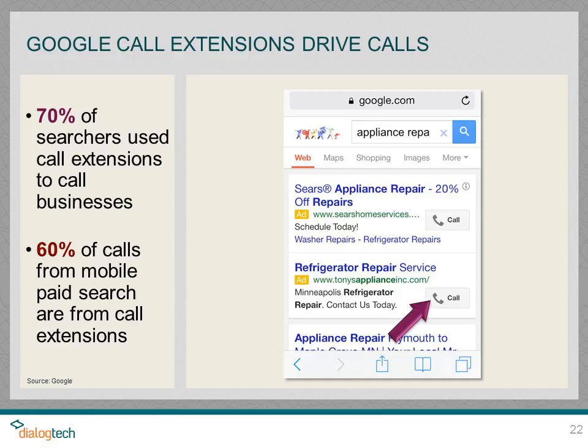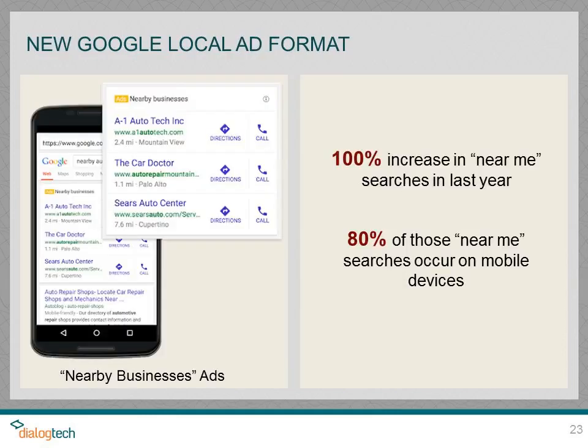Google has some great data around the popularity and power of call extensions. 70% of searchers use call extensions to call businesses. And 60% of phone calls from mobile paid search are happening from call extensions as opposed to a visit and then a call to the site. So call extensions are extremely popular. They generate hundreds of millions of calls each month to businesses. And DialogTech enables you to track exactly the keyword search that generated each call from a call extension.